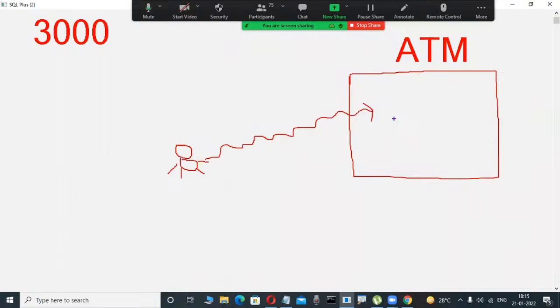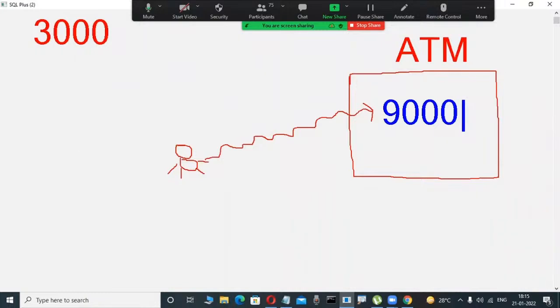Now I decided to also withdraw some amount. Okay, fine. But unfortunately, my balance available is 3,000. Whenever I insert an ATM card and enter an amount, it will ask. In that case, suppose I mentally decide to withdraw 9,000 rupees. For example, whenever I try to withdraw 9,000 rupees.